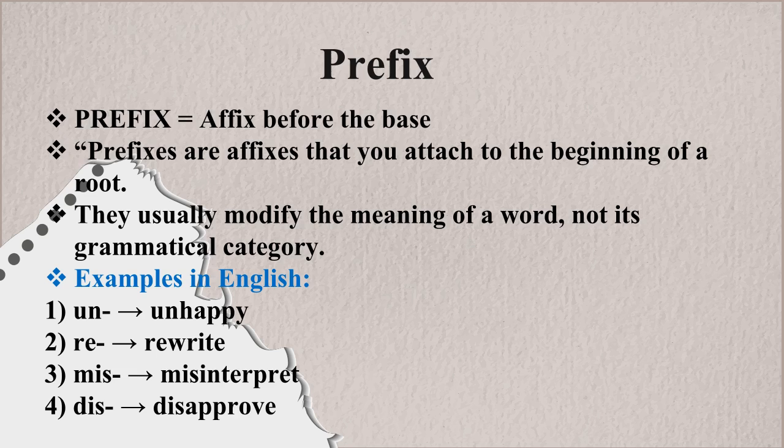Let's take some examples from the English language. Un as a prefix appears in the beginning of a word. When it appears before the root happy, it just modifies the meaning of the word, not the grammatical category of this word. So happy becomes unhappy. Re is a prefix added in the beginning of the root write, and it changes into rewrite. The new word rewrite has the same grammatical category, just the meaning is modified. Other examples like misinterpret and disapprove also highlight the same phenomena.